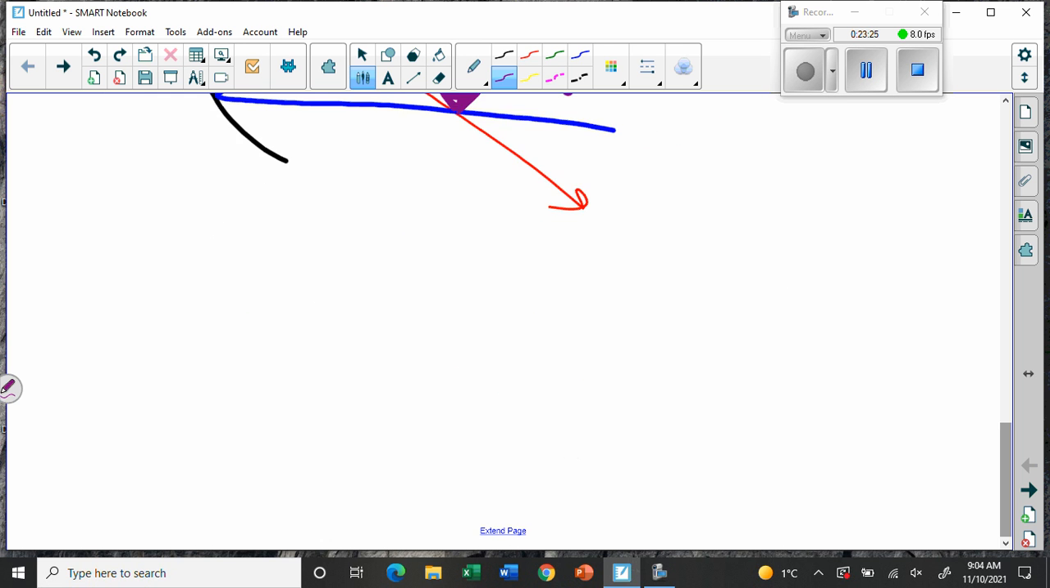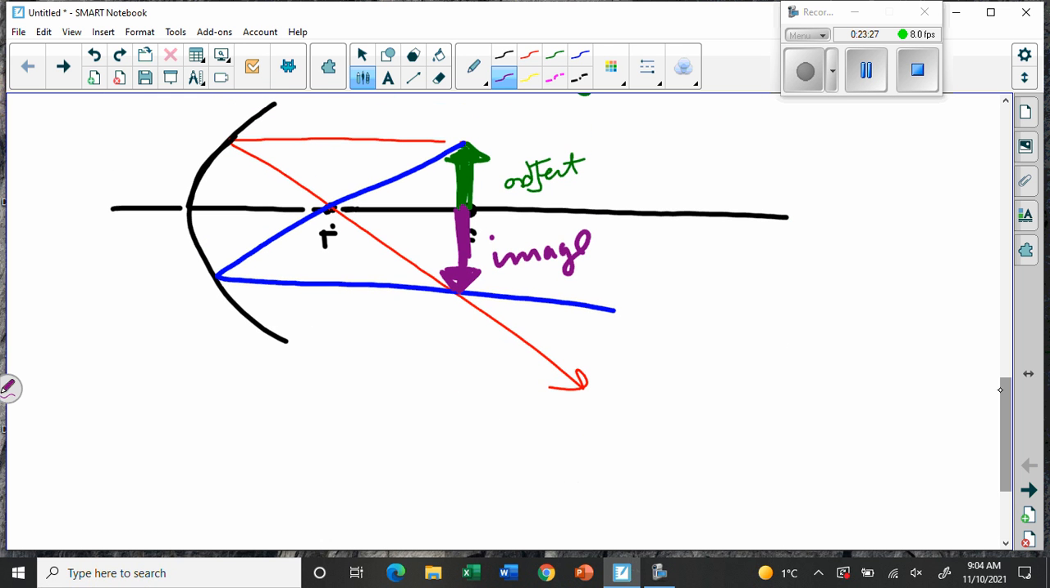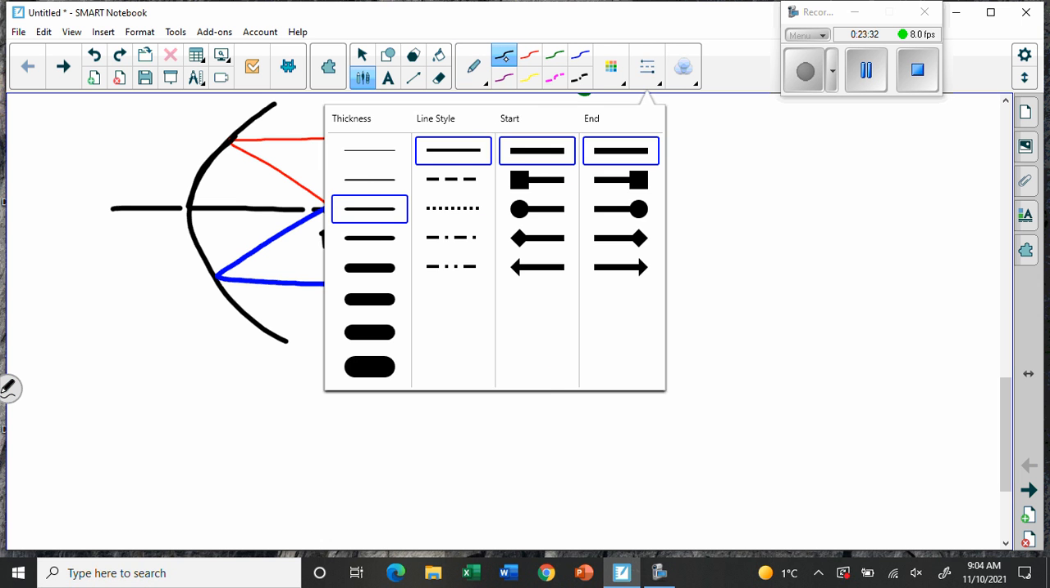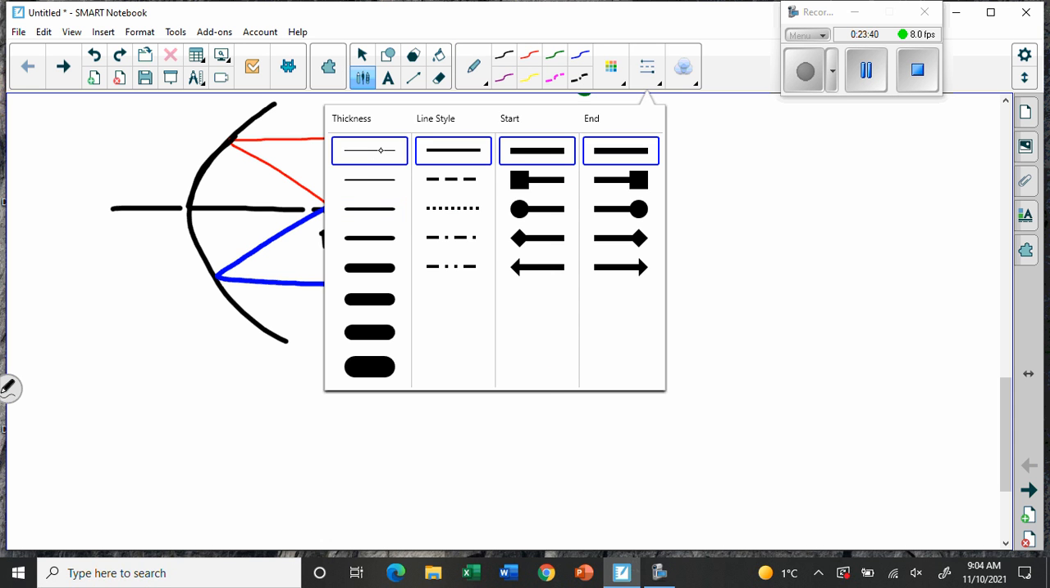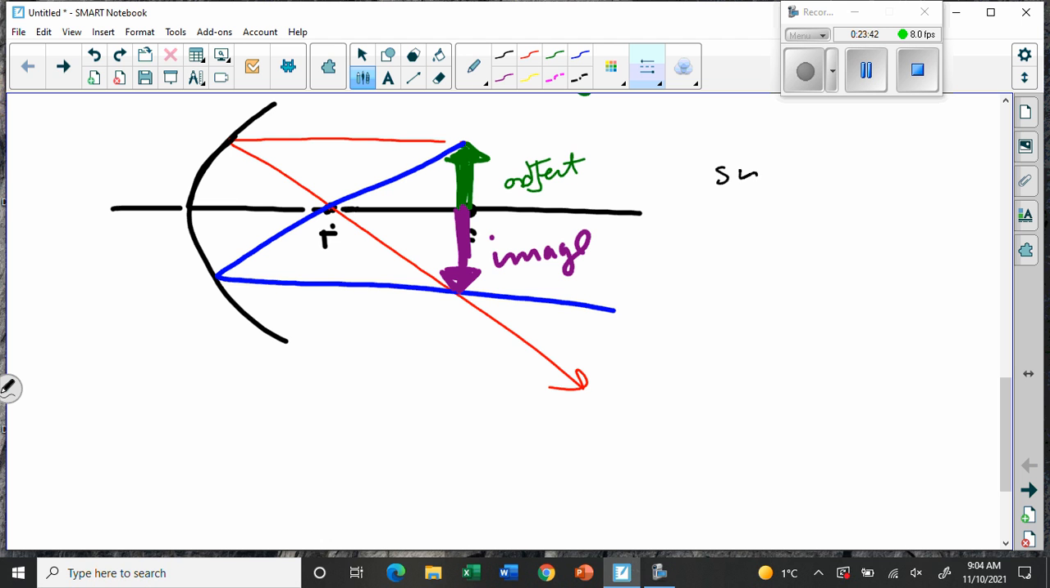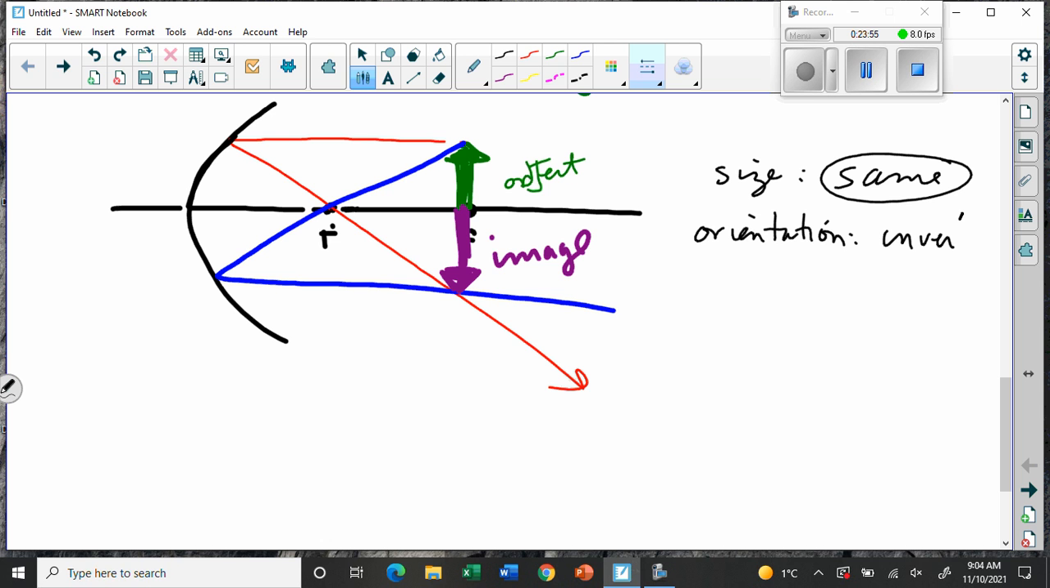Okay, so let's do the characteristics of this image. In fact, maybe we can just sketch them over here beside. The characteristics will be the size, or the magnification. I wish it would remember the line. Size, well, it's the same size in this case, or at least it should be. Okay. The orientation is inverted.